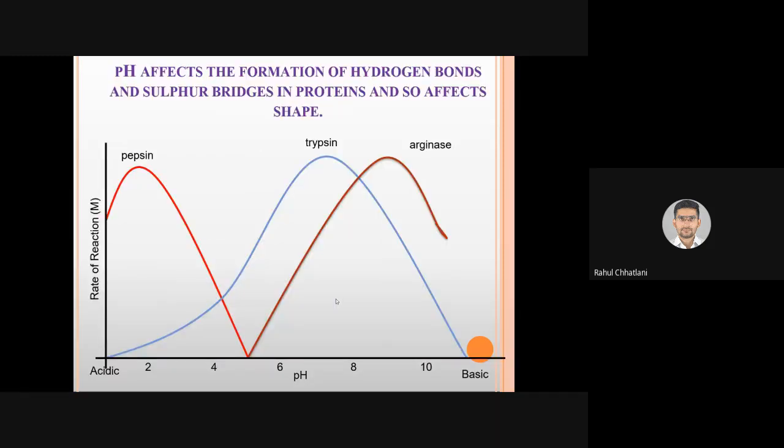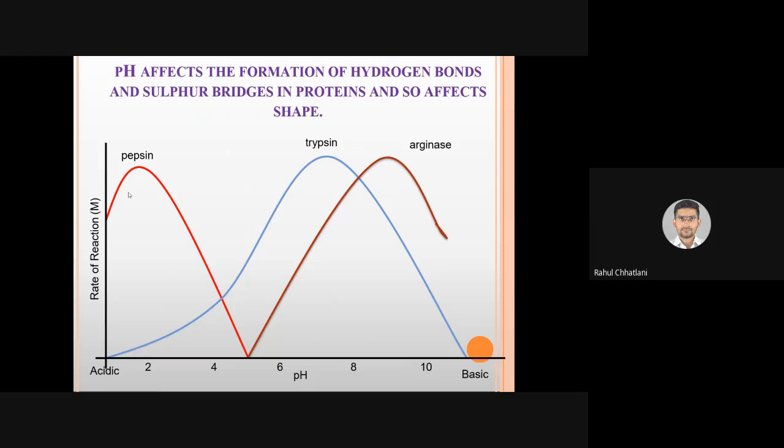Now pH also affects the formation of hydrogen bonds and sulfur bridges in proteins and so affects the shape. Now pepsin, trypsin and arginase, we have taken 3 examples. Depending on these 3 examples, you can see some enzymes work in acidic condition. As you know, in our stomach the pH is very low because of secretion of HCl, hydrochloric acid. Because of this there will be an increased amount of H plus ions, and so the pH will decrease. pH is the inverse log of H plus ions.